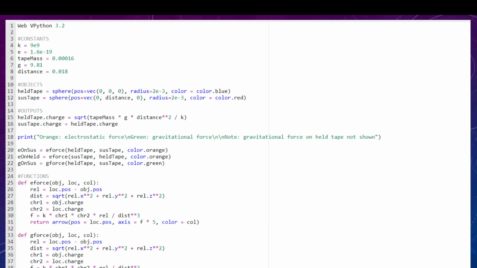In the code, the constants are defined first and come from either physical constants or experimental values. Each tape is modeled as a point charge, with the suspended piece of tape represented as being the measured distance above the held tape. The charge of each tape is given by the values calculated using Coulomb's law, and the electric force and gravitational force are assumed to be equal but opposite in direction.